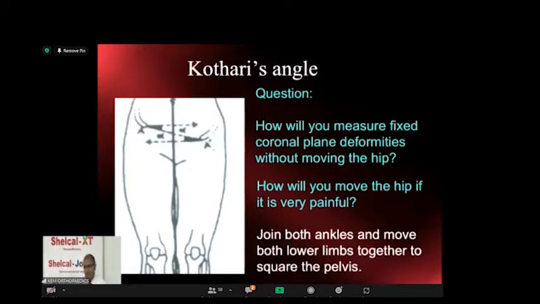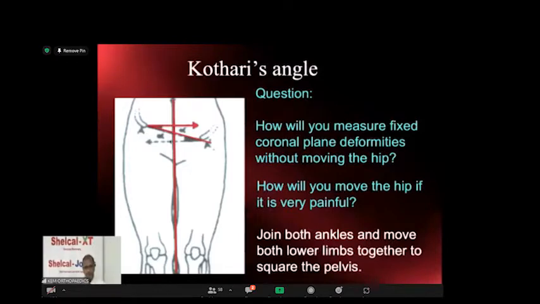Now, the next question asked: how will you measure the fixed coronal plane deformity without moving the hip? Then the question of Kothari's angle comes in. Kothari's angle goes by the name of Professor Manu Kothari, who was an ex-anatomy professor of this institute. Remember that sometimes people don't know him. So how will you measure the coronal deformity without moving the hip? Draw the midline, join both anterosuperior iliac spines. From the affected side anterosuperior iliac spine, draw a perpendicular to the midline of the body. This angle is your adduction or abduction deformity.